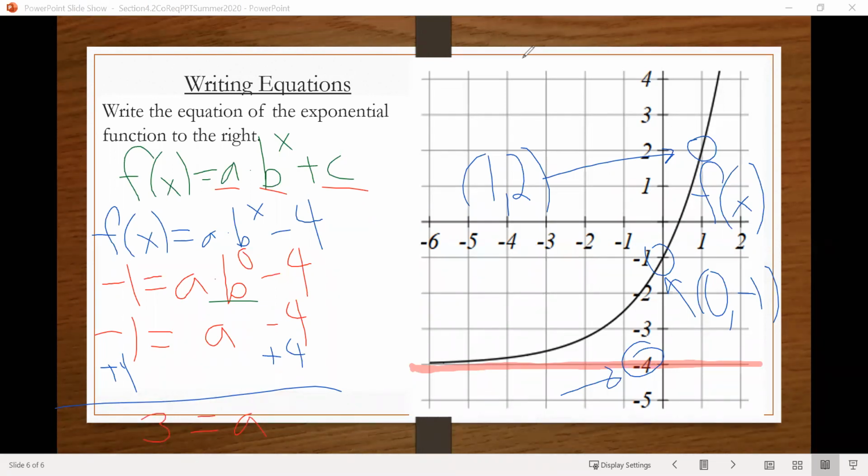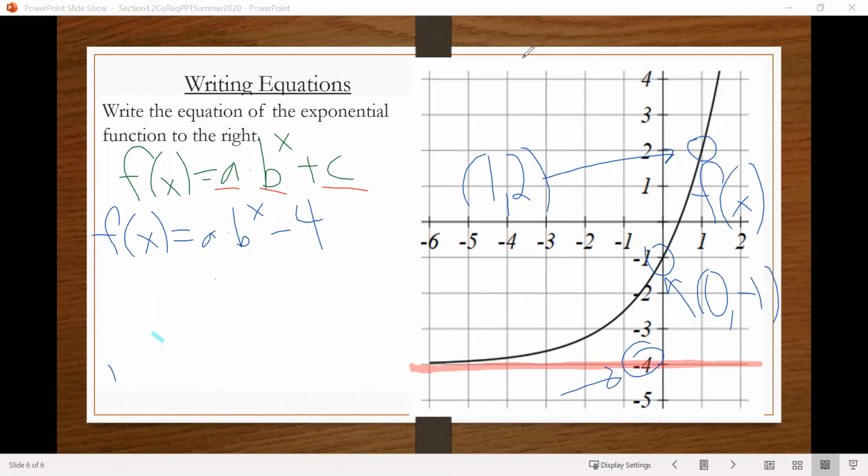Okay? So now we have both the values for a and for c. So let me plug that in here. We know the value for a is going to be 3. And then we still have to find the value for b, so we can use our other point, the (1, 2). So we'll plug that in.